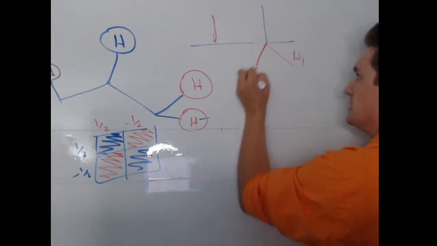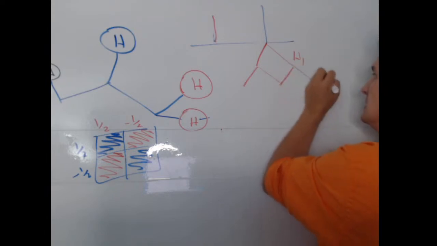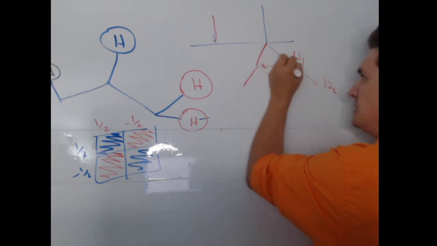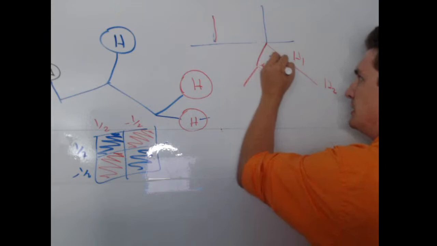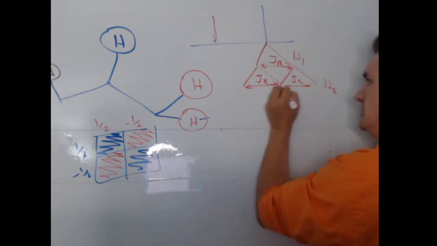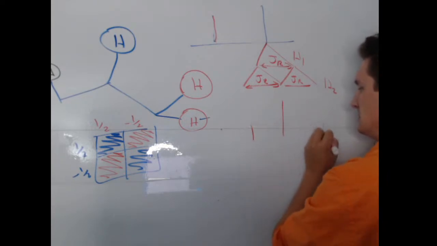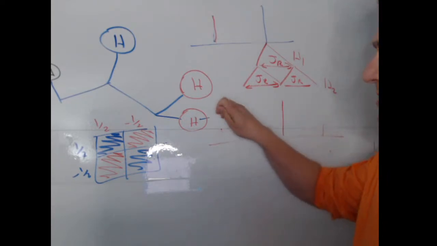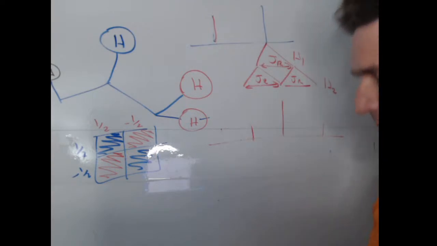To the first red hydrogen, and then a second split to the second hydrogen. So we've got a J1, we'll do J red, J red, and J red. So this is an end result of these two hydrogens splitting the blue peak.